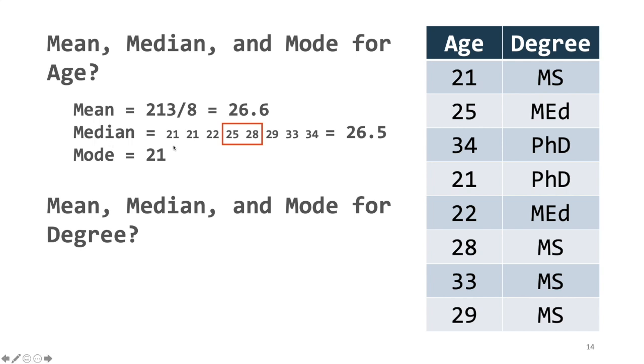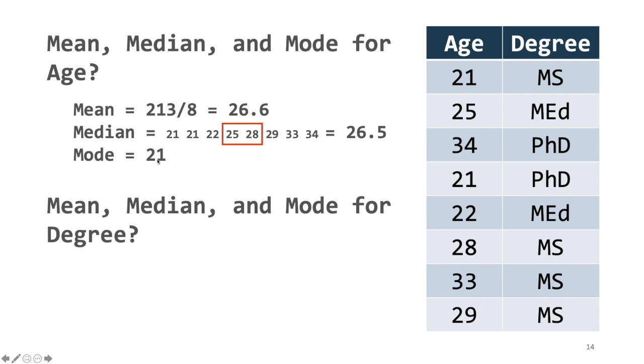When it comes to the median, we can sort them in order. So if we put them in order, it's 21, 21, 22, 25, 28, 29, 33, and 34. Okay, so there is a 34, yep. So because there's 8 values, there's 2 in the middle. So 25 and 28 are middle scores. So we take the average of those, which is 26.5.